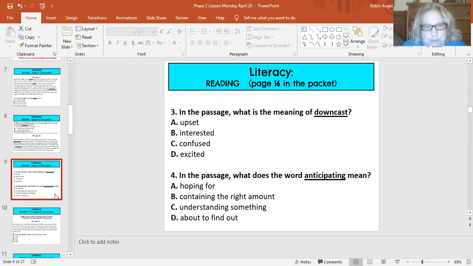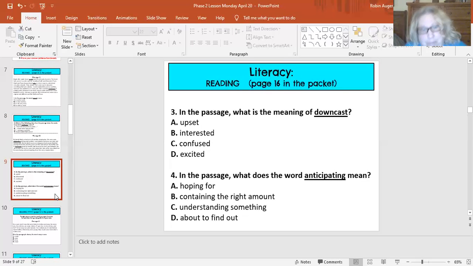Our first set of questions, number 3. In the passage, what is the meaning of downcast? Does it mean he was upset, he was interested, he was confused, or he was excited? I think we pretty much can figure out that he was upset, wasn't he? And downcast kind of means disappointed. If you can think, downcast, like you're kind of drooping, you're looking down, okay? Your vision is cast downward, okay? You're upset, maybe kind of sad, okay? So let's go with letter A. I'm sorry, yeah, letter A, upset. Because he's not excited, he's not confused.